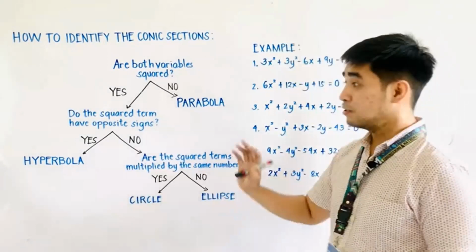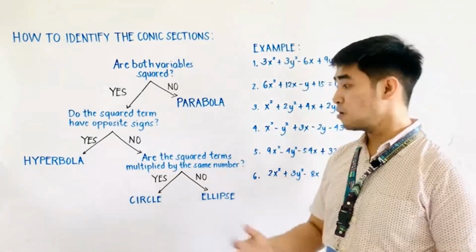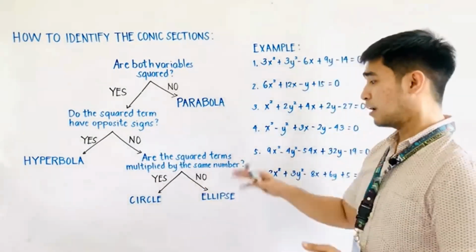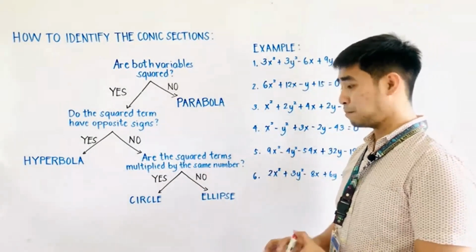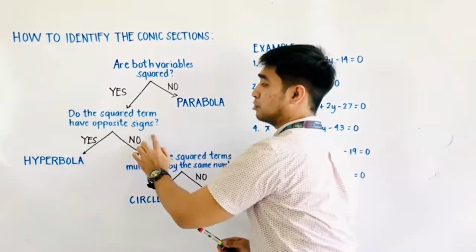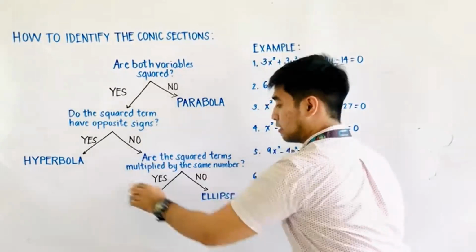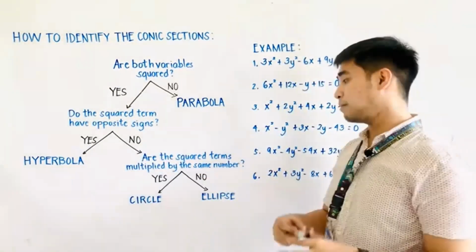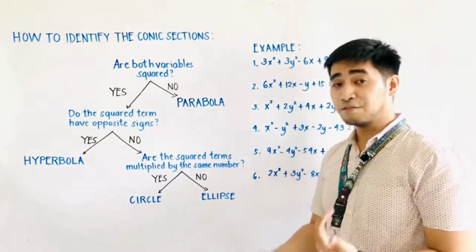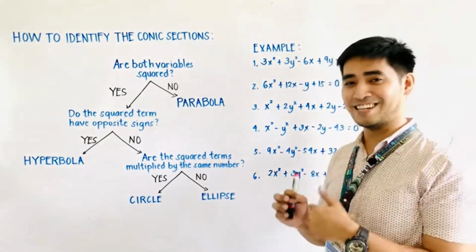If your answer to the question, do the squared terms have opposite signs, is no, therefore, you need to ask another question. And that question is, are the squared terms multiplied by the same number? So if your answer is no, they are both positive. Are the squared terms multiplied by the same number? Yes or no? If yes, therefore it is a circle. If it is not multiplied by the same number, therefore it is an ellipse.